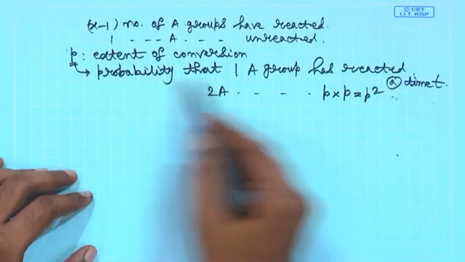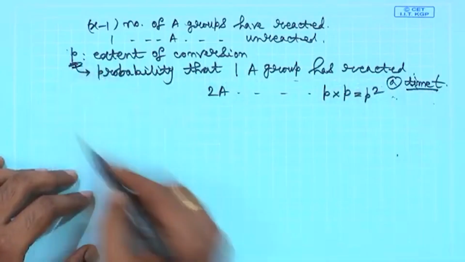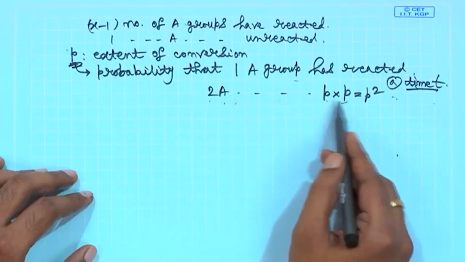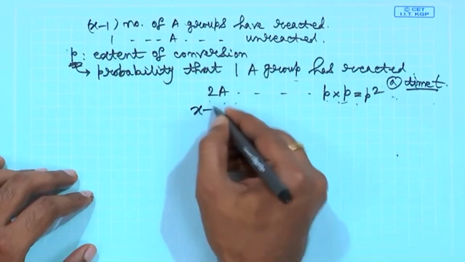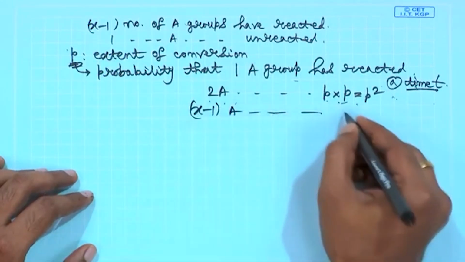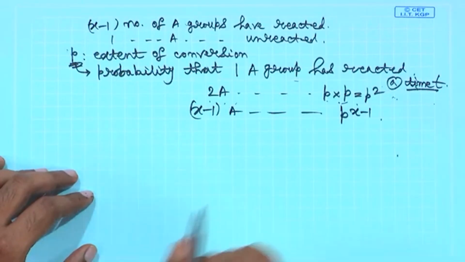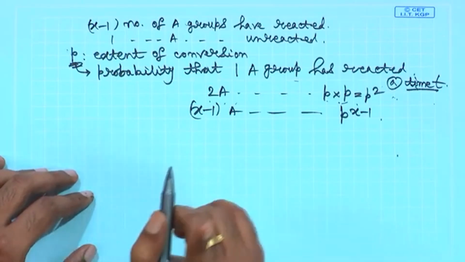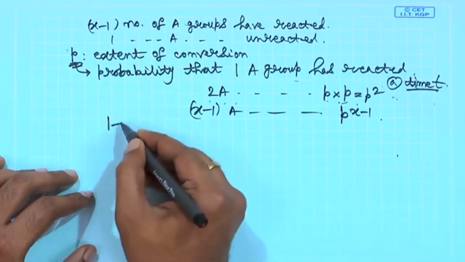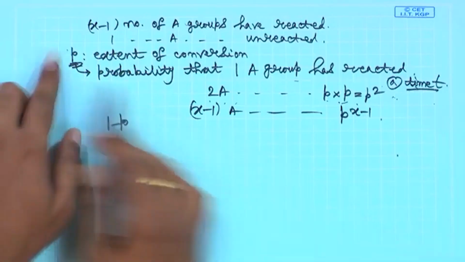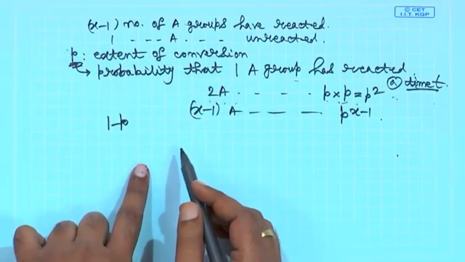So, probability that 1 A group has reacted at time t is P. Probability that 2 A groups will react is P into P is P square. So, probability that x minus 1 A groups have reacted is P to the power x minus 1, but 1 A group has not reacted. What is the probability that 1 A group does not react? That is 1 minus P, because the probability that 1 A group reacts is P.